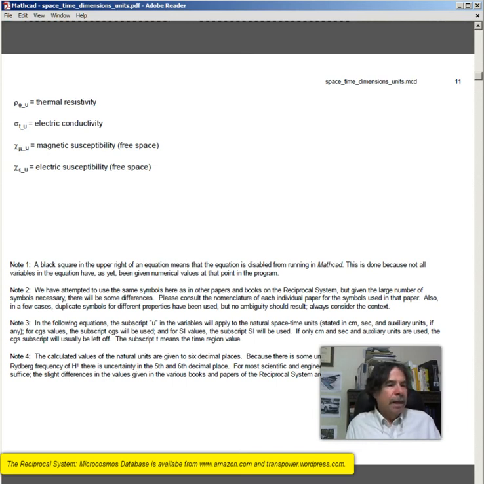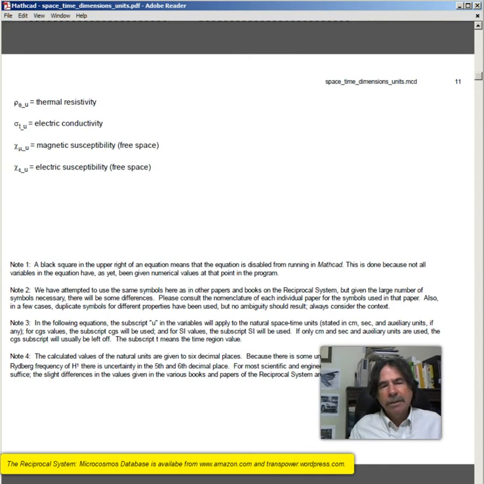Note 2, we've attempted to use the same symbols here as in other papers and books on the reciprocal system, but given the large number of symbols necessary, there will be some differences. Please consult the nomenclature of each individual paper for the symbols used in that paper. Also, in a few cases, duplicate symbols for different properties have been used, but no ambiguity should result. Always consider the context.